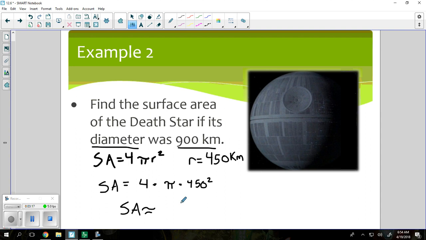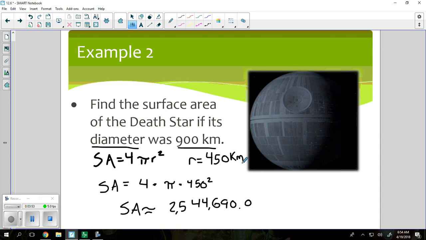And when I type that in, I am getting 2544690.049. Put some commas there. So if I were going to read that, I've got 2,544,690.0. So relatively large. That would be the surface area of that.